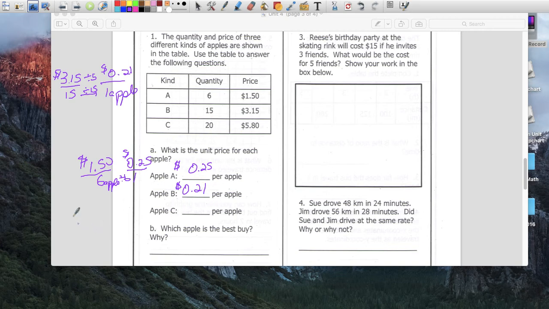Kind C here, you paid $5.80 for 20 apples. So again, change the denominator to 1 apple. How do you do that? You divide by 20, and divide the top by 20. 580 divided by 20, I believe it's 26 cents. 29 cents, sorry.